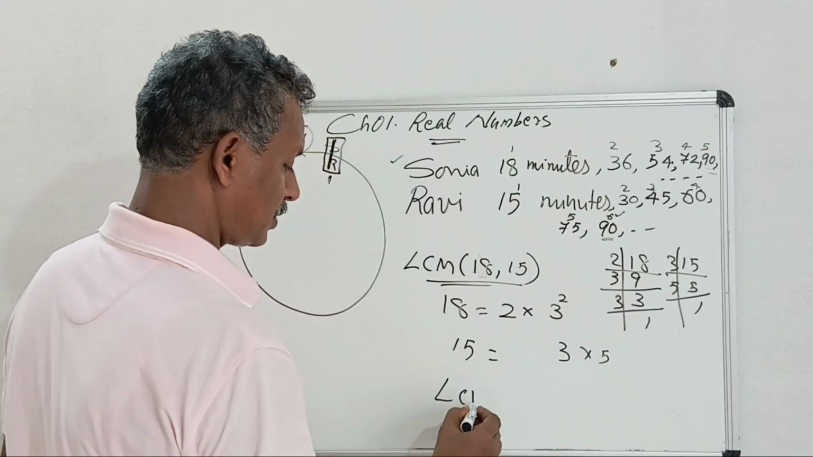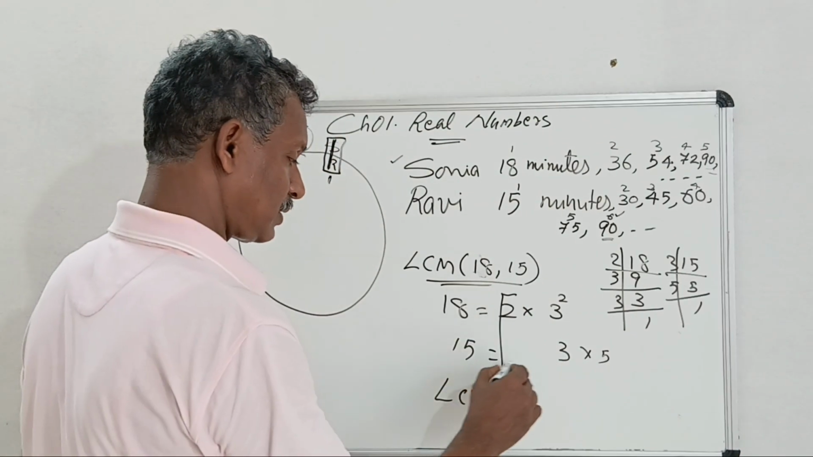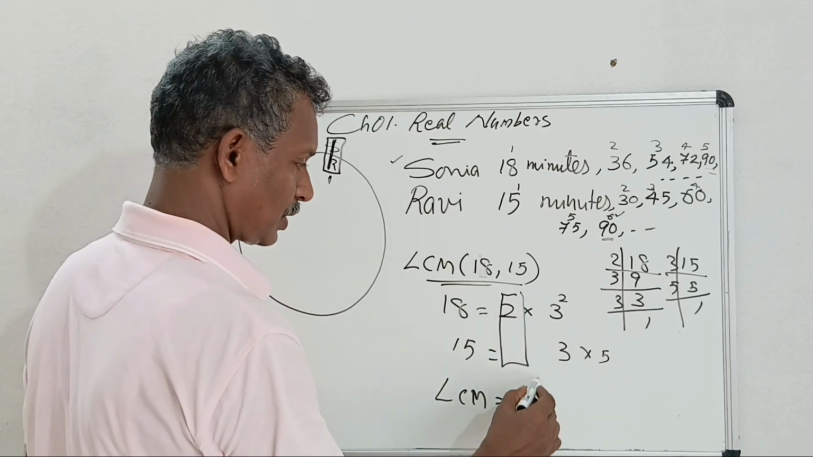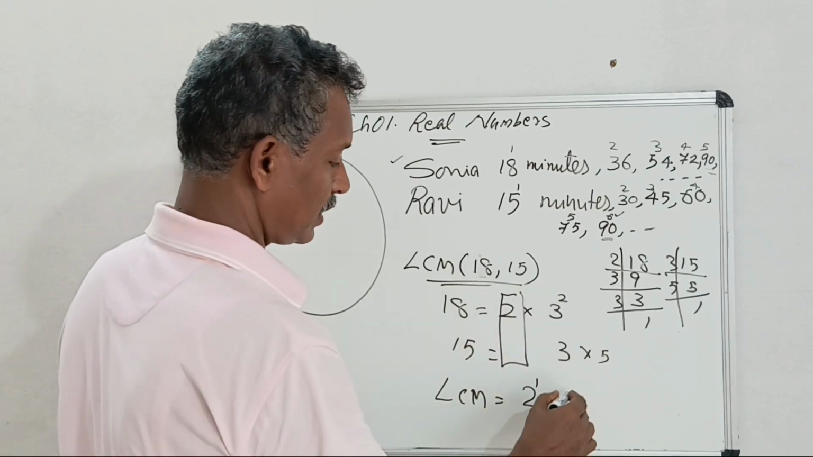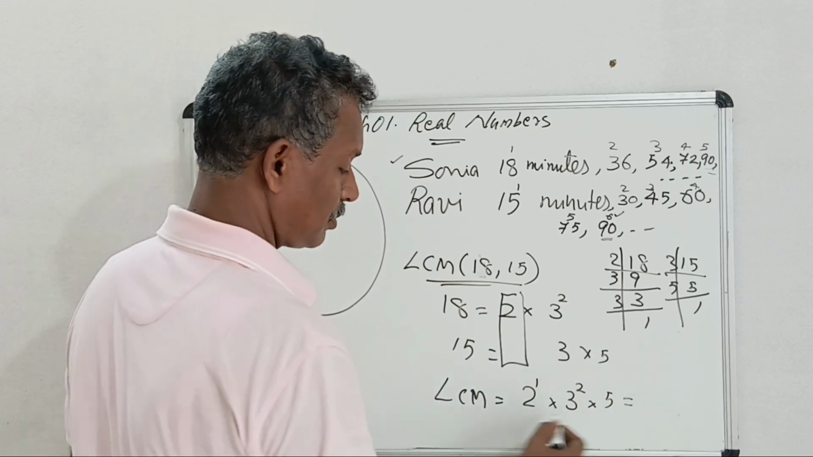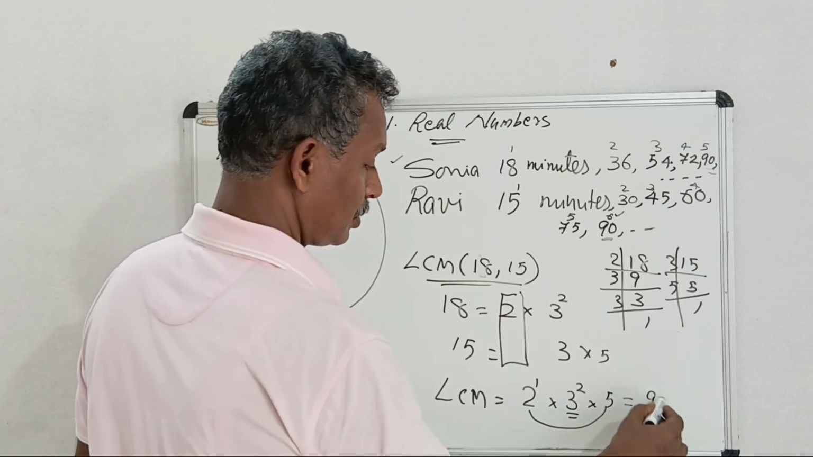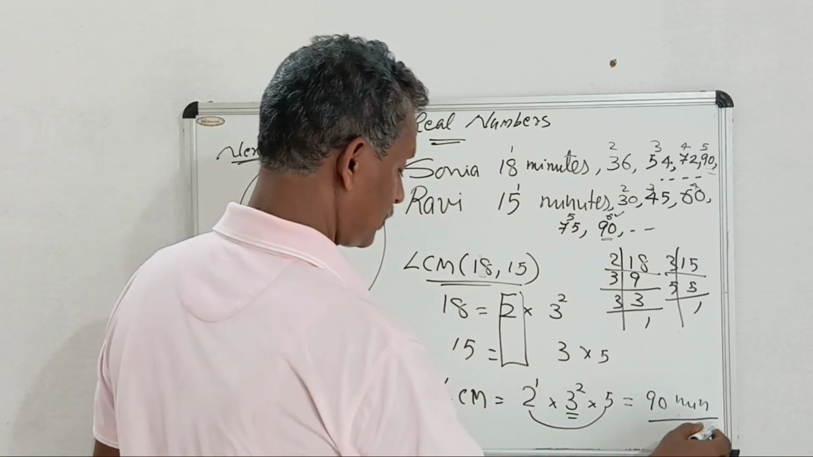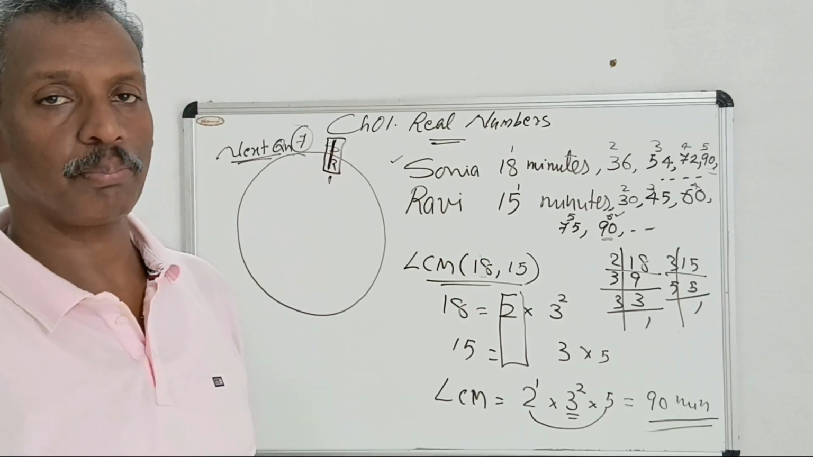Then find the LCM. LCM is the product of prime factors with the highest powers. The highest power of 2 is 2 raised to 1. Even if it is not common, you have to take the highest power. 3 squared is the highest power, 5 is the highest power, and multiply: 2 into 5, 10, 10 into 9, 90. So in 90 minutes, both will come back to the starting point.